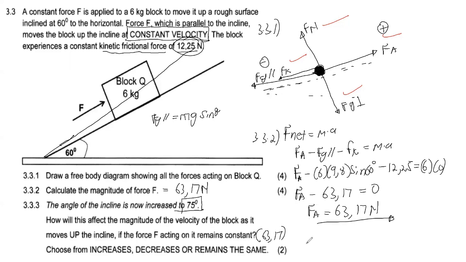Obviously, this is general knowledge here. We know that the velocity needs to decrease. So the answer here is decreases, because if we are still pushing with the same force here, but the slope is now steeper, we do understand that the acceleration of the block will decrease. If the acceleration of the block decreases, it's because the velocity has decreased as well. So that should be the answer there. Then that's how you were supposed to tackle this question, for a total of 10 marks, 4, 4, 2, 10.